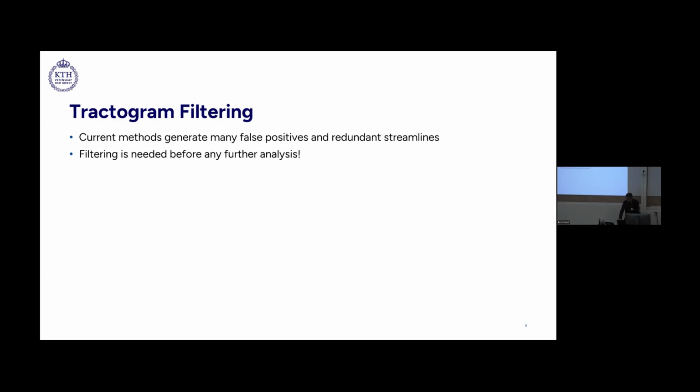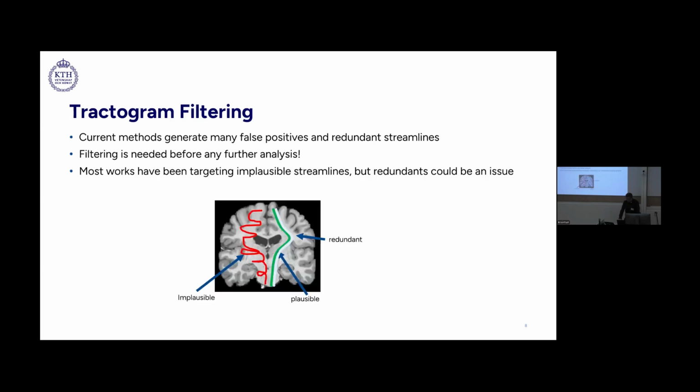So one idea that people have tried is tractogram filtering. It has been shown that most tractography methods have issues with false positives and also redundant streamlines. So in a way, you need to do filtering before doing any further analysis for structural connectivity. So you can see here more or less the idea.